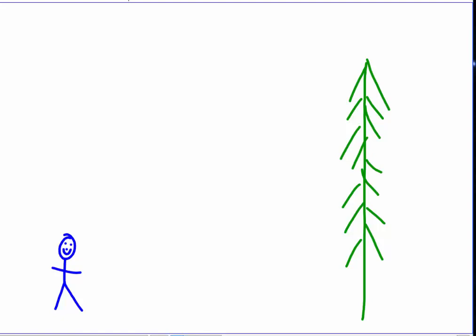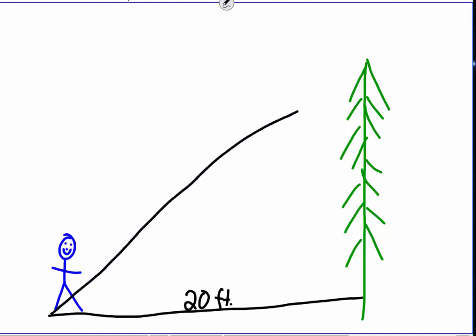So Billy Bob measures off how far he is away from the tree. So he goes, "Ooh, look at this. So I am 20 feet away from the tree." And then he looks up at the top of the tree. He looks up at the top of the tree, and he uses this little instrument called a clinometer, and it says that the angle is 60 degrees.